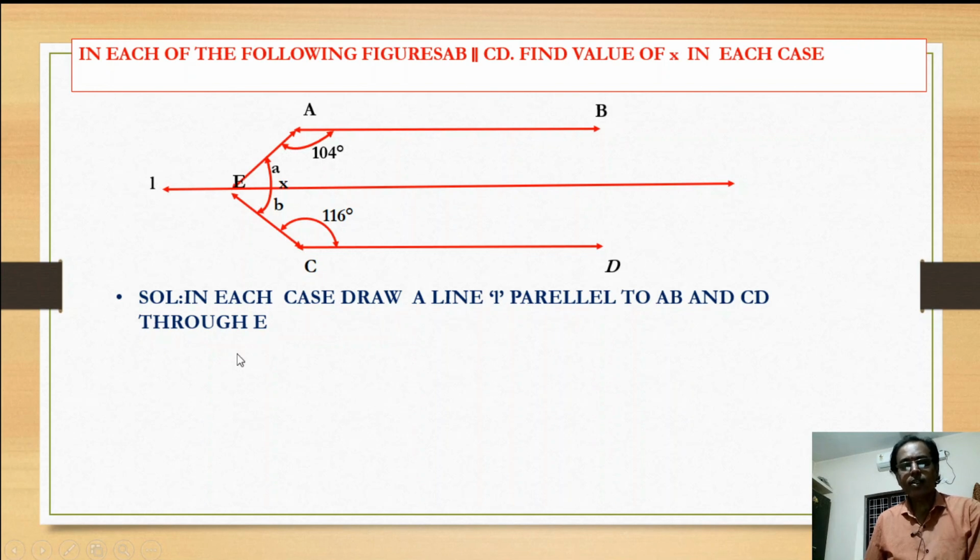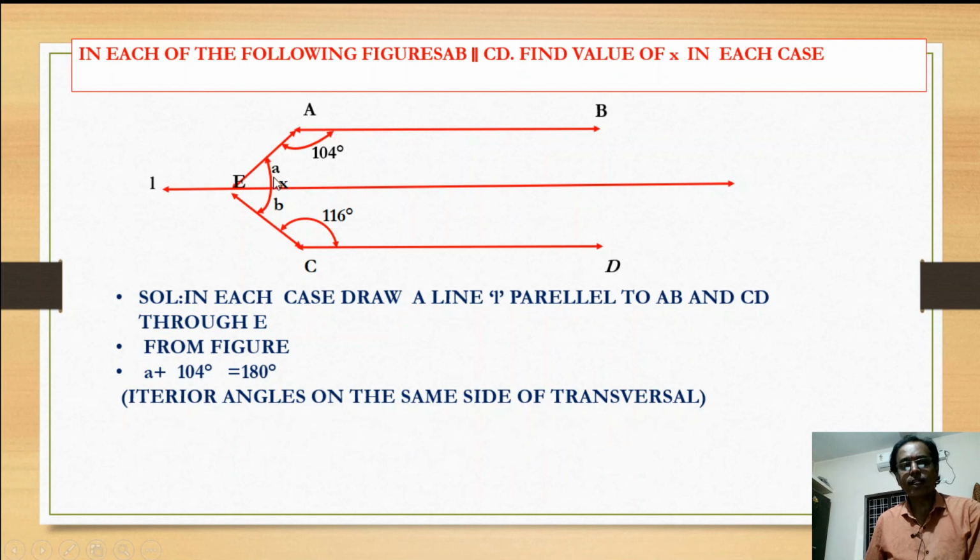Okay, now from the figure, observe here A and 104. Again, what? Interior angles on the same side of the transversal. Why? Here AB is parallel to this line L, and A and 104 are the interior angles on the same side of the transversal. We know that those two are supplementary. So A plus 104 equal to 180, so we can get A is equal to 180 minus 104, that is 76 degrees.